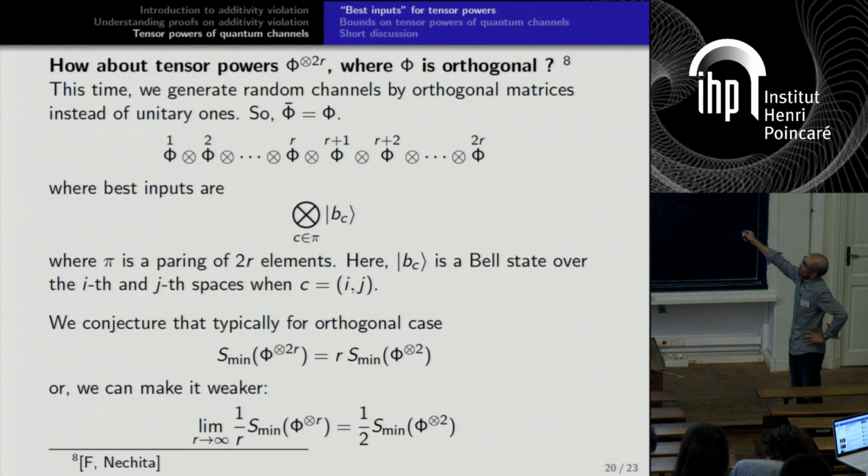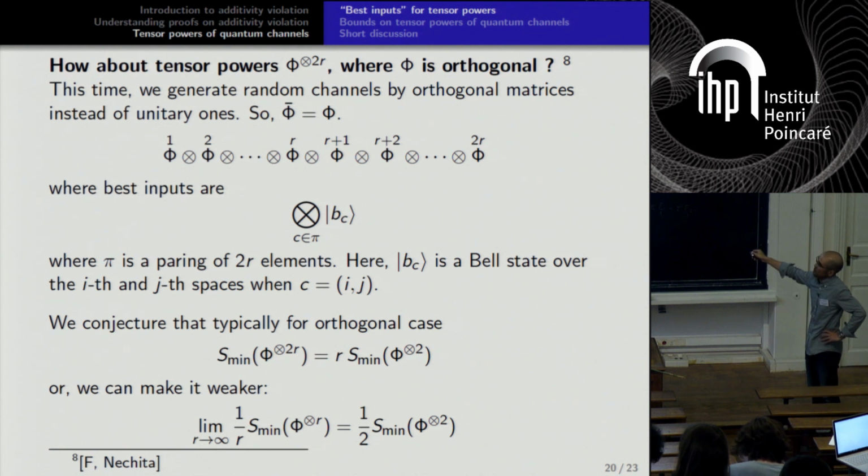Then we made the same calculation, and we get the same result. So as long as we input a tensor product of Bell states between two, where each Bell state lives between two orthogonal channels, this gives the best channels. So our conjecture is here. Suppose we have orthogonal channels, phi tensor to R, then this may be equal to R times the minimum output entropy of phi tensor to 2.